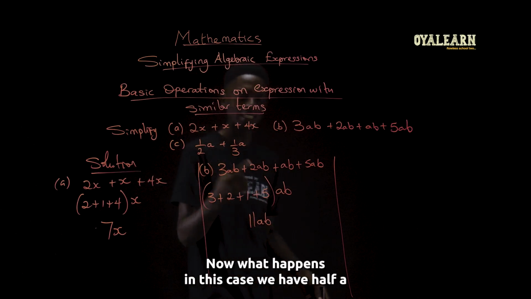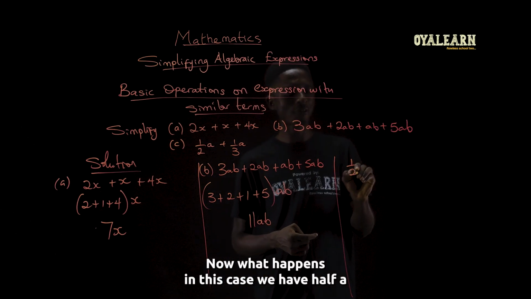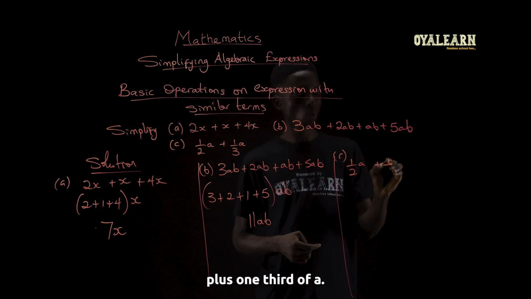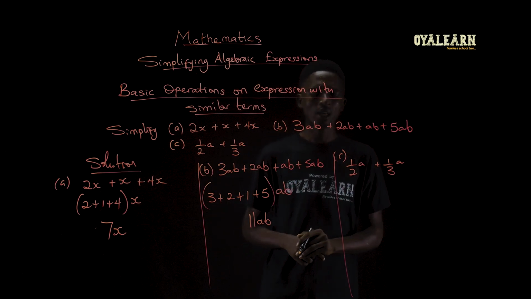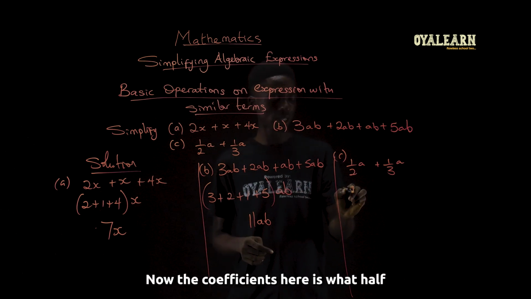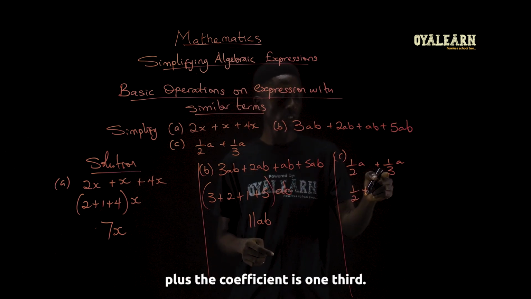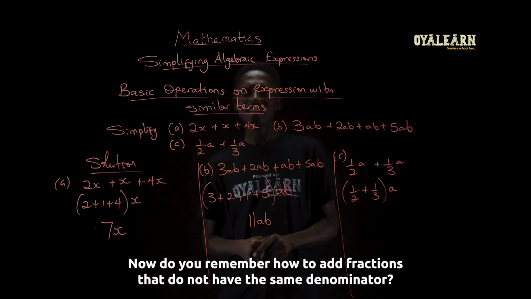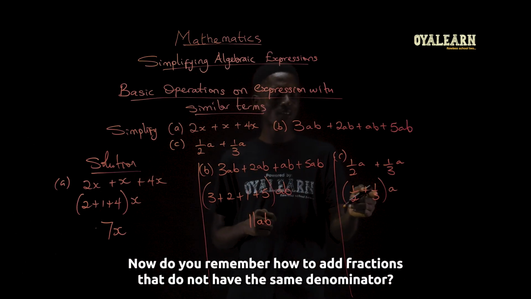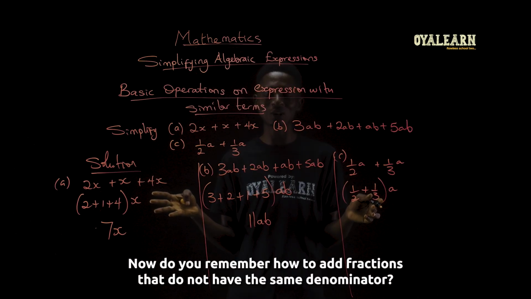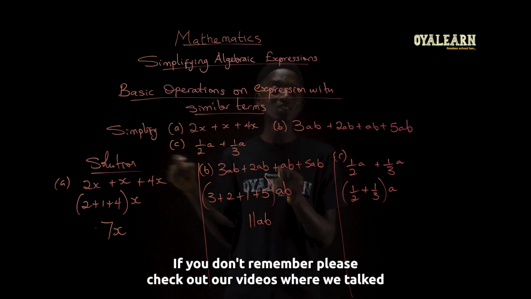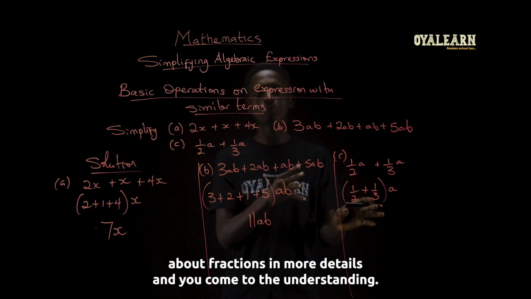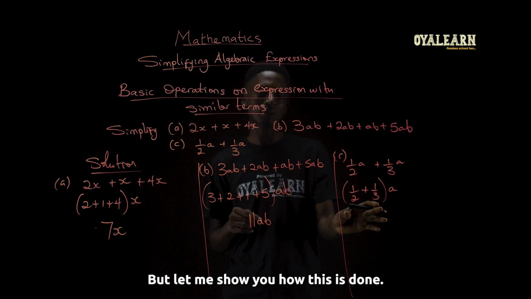Now, what happens in this case? We have half a plus 1/3 of a. The coefficient here is what? Half. Plus the coefficient here is 1/3. All of these are terms of a. Now, do you remember how to add fractions that do not have the same denominator? If you don't remember, please check out our videos where we talked about fractions in more detail and you'll come to the understanding. But let me show you how this is done.